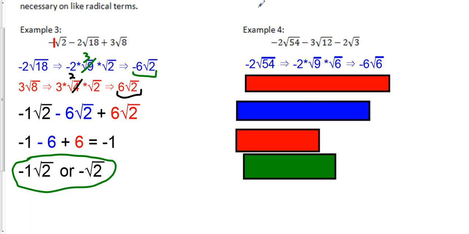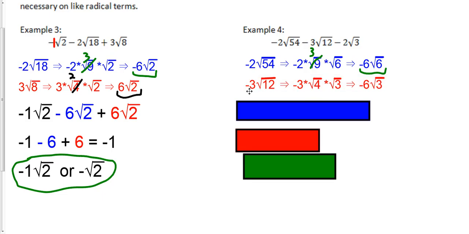So we recognize that 9, or square root of 9, is actually 3. Negative 2 times 3 is 6 times the square root of 6, so it's negative 6 square roots of 6. Now looking on to our next term, negative 3 square roots of 12 is negative 3 times the square root of 4 times the square root of 3, because 4 times 3 is 12. We recognize that square root of 4 is actually just 2, so it's negative 3 times 2 times the square root of 3. Well, negative 3 times positive 2 is negative 6, still times the square root of 3, so negative 6 square roots of 3.